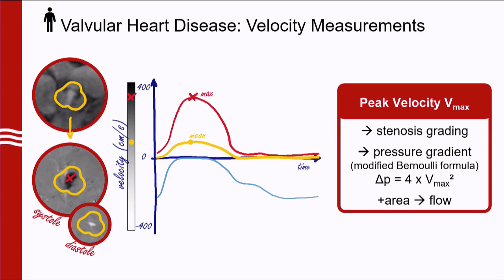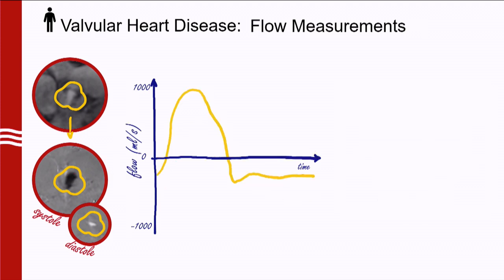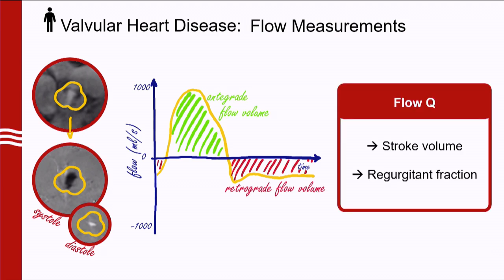Then what about regurgitation and shunts? For that, we don't only need the velocity, but we also need the area to calculate the flow rate. That gives us the antegrade and the retrograde flow volume, and we can calculate stroke volume and regurgitant fraction. In this patient, the regurgitant fraction is about 40%, so again, moderate insufficiency.